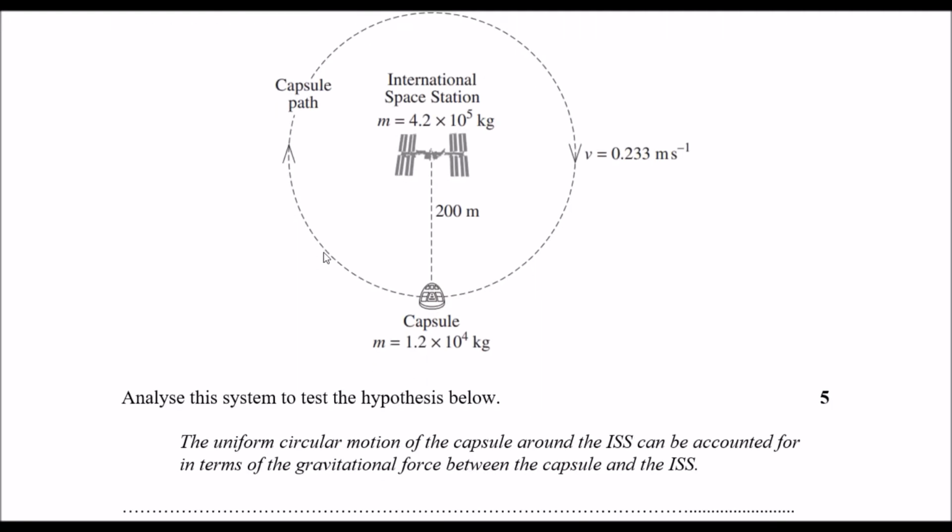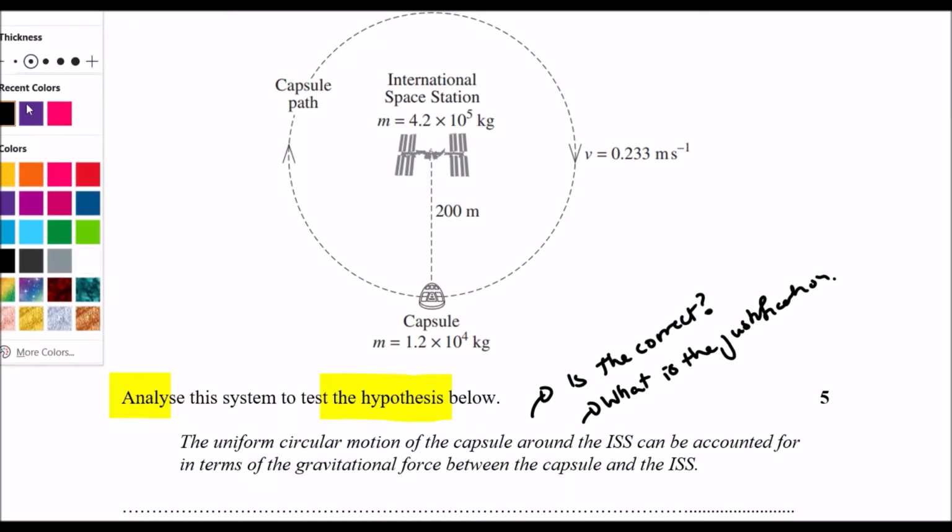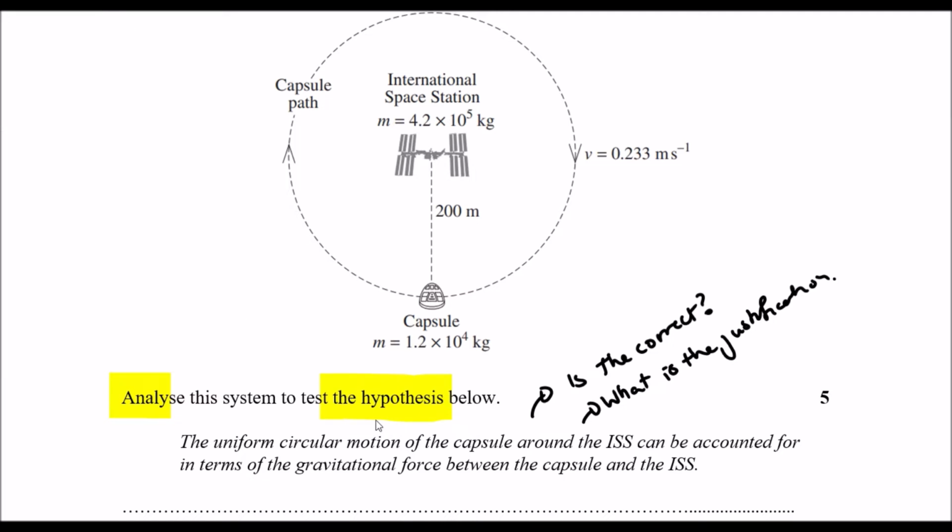So what exactly are we trying to do? What is being required of us? Well, we need to analyze the hypothesis. So we want to see whether or not it is correct. So is this correct? And what is our justification for whether or not this is correct? Okay. Now, analyze in many ways. You need to explain the cause and effect and also give your decision.